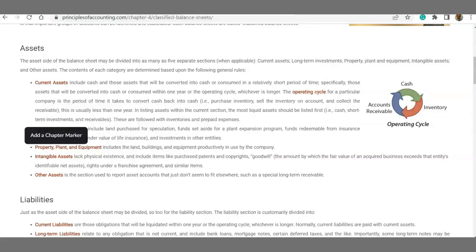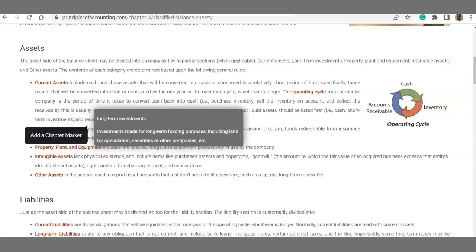Then after current asset, we have long-term investment. Category number 2, right after current asset, we have long-term investment. Those are investments made for long-term holding purposes, including land for speculation, securities of other companies, stocks, bonds, lending money to other companies, anything that you invest your money into for long-term investment purposes, collecting dividend or interest. That goes in category number 2.